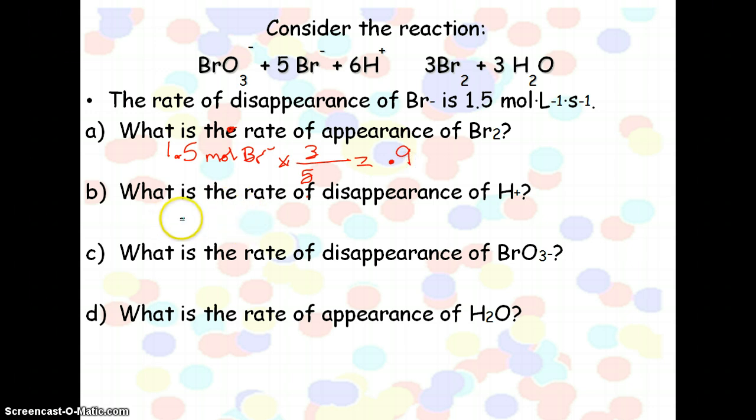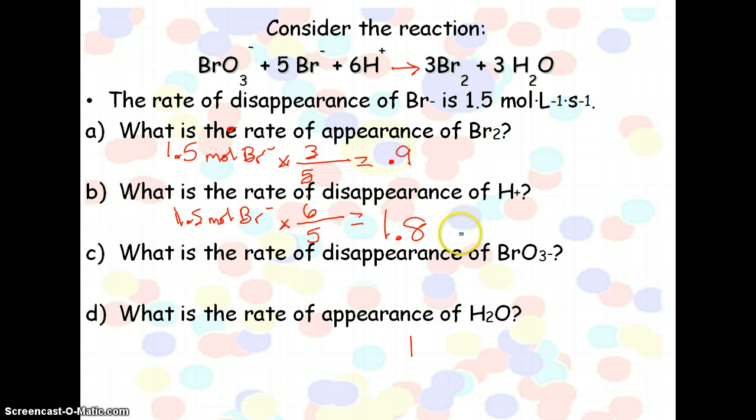All right, rate of disappearance of H+. Okay, well, H+ is going to be disappearing just as Br minus disappears. So 1.5 mole Br minus times 5, and then 6 of those for every 5 Br minuses, so 1.5 times 6 divided by 5 gives us 1.8.